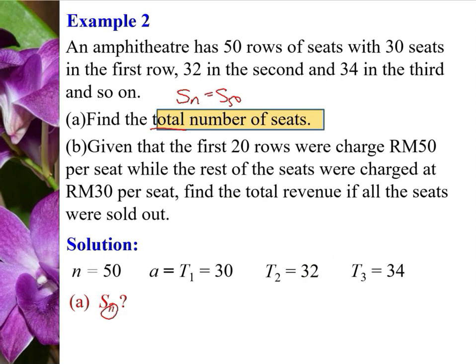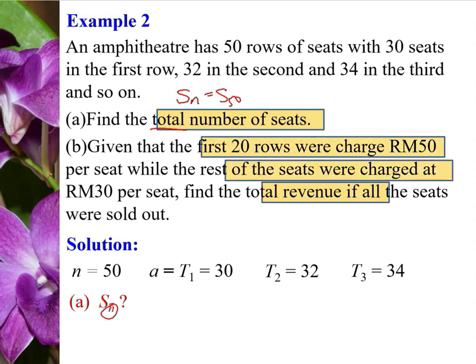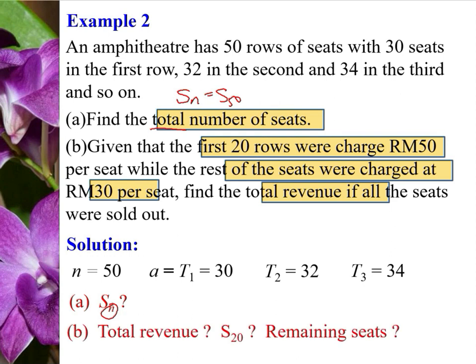So we just substitute 50 into the n. For question B, given that the first 20 rows were charged 50 ringgit per seat while the rest of the seats were charged at 30 ringgit per seat, find the total revenue if all the seats were sold out. So we have to take note of all of this information given. So in question B, it just wants us to find the total revenue.